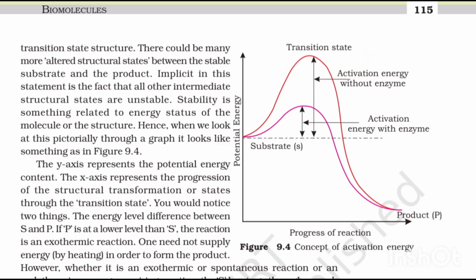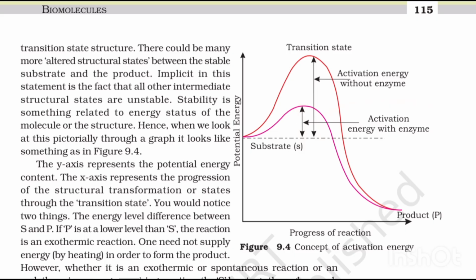And here we can see the energy level of the substrate in this manner, and from this line to this portion, that is from the substrate energy level to the transition energy level, is called the activation energy. Here we can see two activation energies. As mentioned, the highest one is the activation energy without enzyme and the lowest one is the activation energy with enzyme. This portion will be dealt with in detail in later sessions.